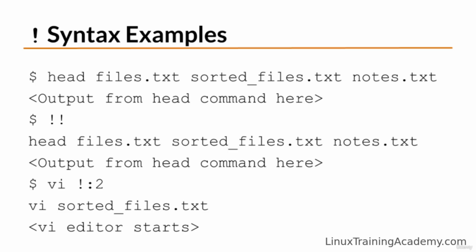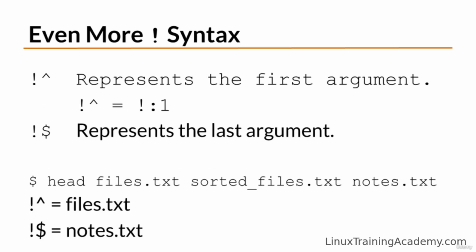In this example, bang colon 0 is equivalent to head, bang colon 1 is files.txt, bang colon 2 is sorted_files.txt, and bang colon 3 is notes.txt. Here are 2 more exclamation mark syntax shortcuts. The first is bang caret. Bang caret represents the first argument to a command. It's the same as bang colon 1.